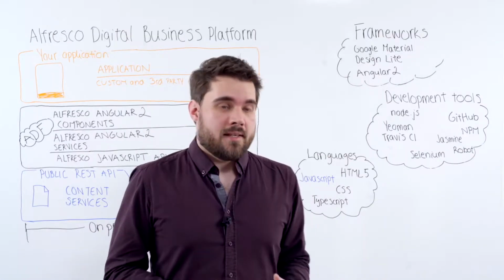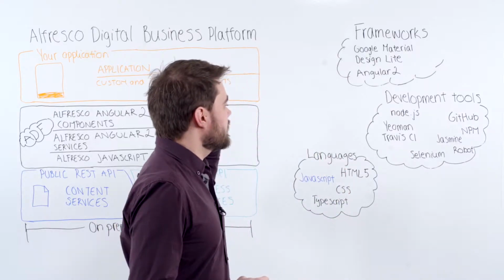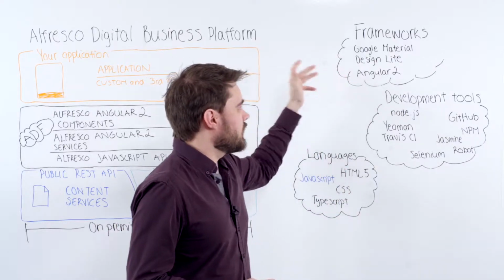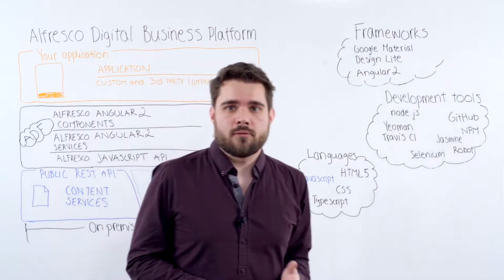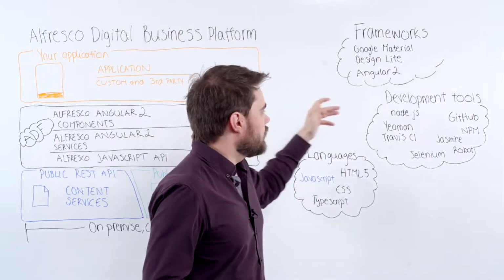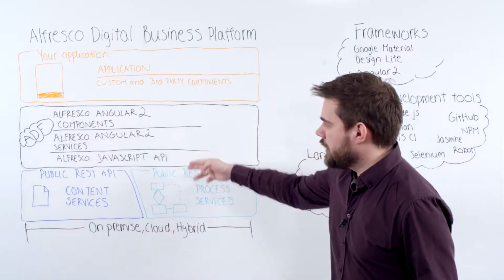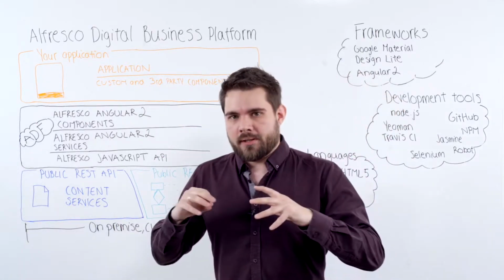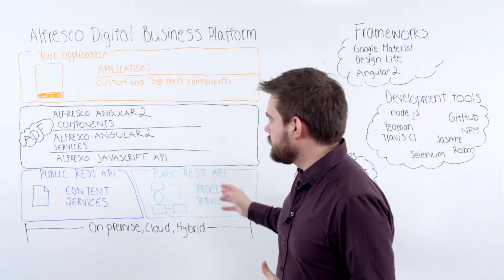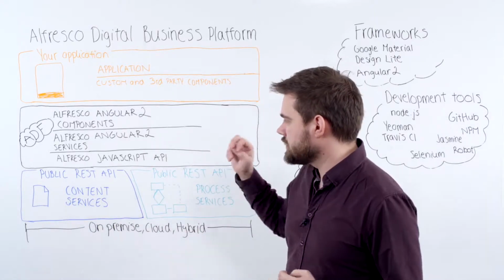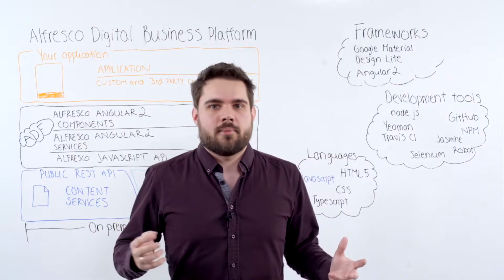So when we look at ADF, essentially it is a set of Angular 2 services and components that are reusable and configurable, along with the Yeoman generators and the Alfresco JavaScript API that really allows you to build any kind of applications on top of Alfresco content services and process services, and you can build any kind of application here.